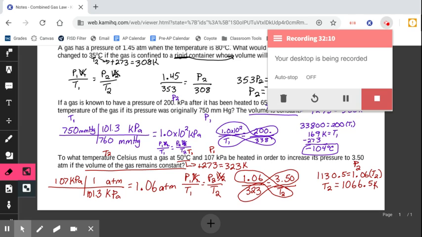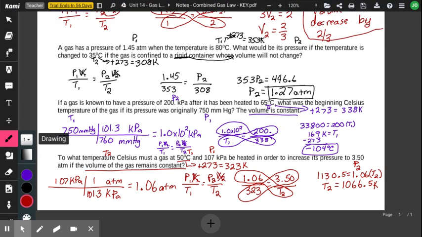So we got 1066.5. Let's check our sig figs. We need to have 3 sig figs, which converts this into 1070 Kelvin. But again, my question asks for Celsius, so minus 273, which is going to give us a total of 797 degrees Celsius.